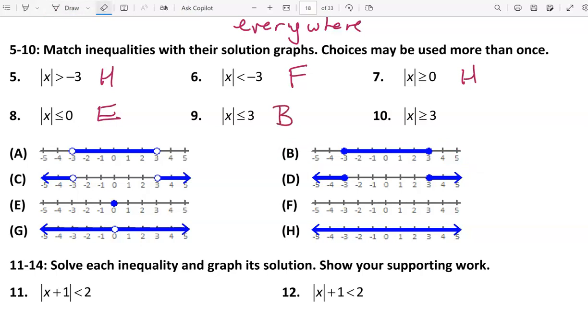All right, let's take a look at number 10. Numbers whose distance away from 0 is greater than or equal to 3. That would be numbers far away from 0. We'll find those numbers on both sides of the number line, far away from 0. So that would be choice D. We're choosing the one with the filled in circles since there's an or equal to on that inequality.